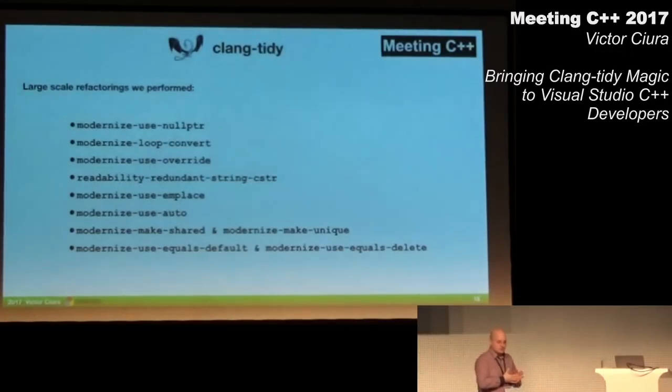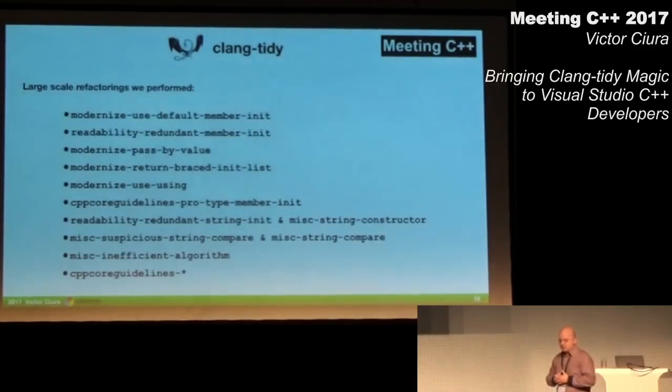Use emplace instead of push_back when appropriate. Use auto, again, a controversial one, but we embraced it. Use make_shared and make_unique. Equals default, equals delete. This is a big one as well. A big transformation, drastically reduced boilerplate code.